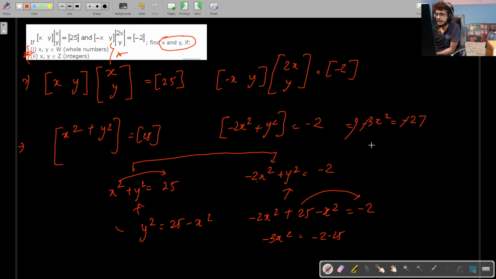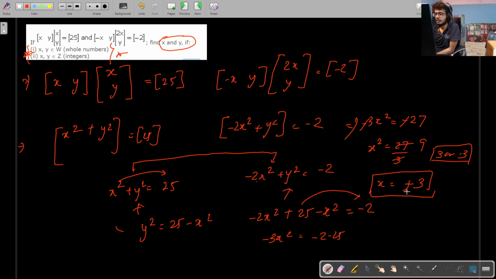So minus minus can be cancelled. X square will be equal to 27 by 3. 3 9s are 27. So x will be equal to plus minus 3, since the square root of 9 can be 3 or minus 3. Okay, so now when we put this value in any of the two equations, we can find y square. If we put the value of x square as 9 in this equation, we get y square equal to 25 minus 9. So y square will be equal to 16. So y will be equal to plus minus 4.